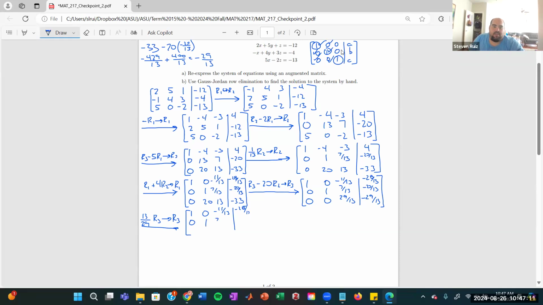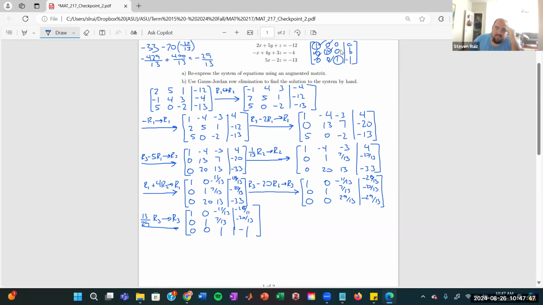0 1 7 thirteenths negative 20 thirteenths. 0 0, actually no, if I'm multiplying 29 thirteenths times 13 29ths, that's going to be a 1. And what's the final entry going to be? That's going to be a negative 1. So hopefully we can see we're getting to the end here. In fact, I can say that my solution for Z is negative 1. So we're very close to getting all of our solutions here.